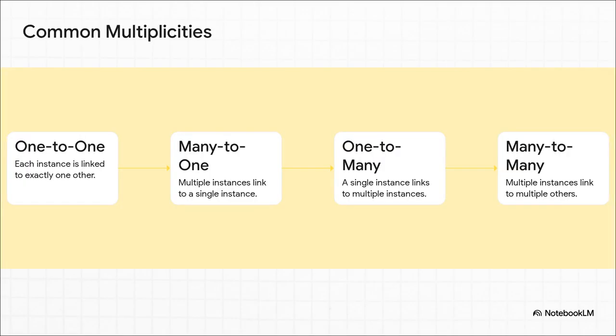These are the main multiplicity patterns you're going to run into and implement over and over. You've got your one-to-one, many-to-one, one-to-many, and many-to-many. Each notation is a precise instruction for the developer about how to structure those relationships in the code.